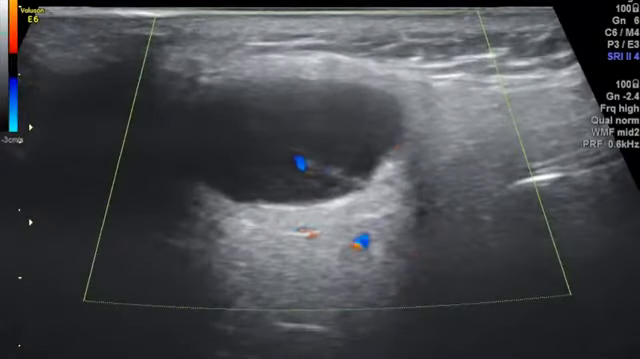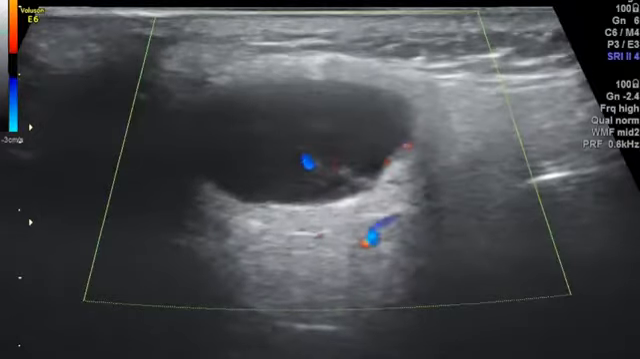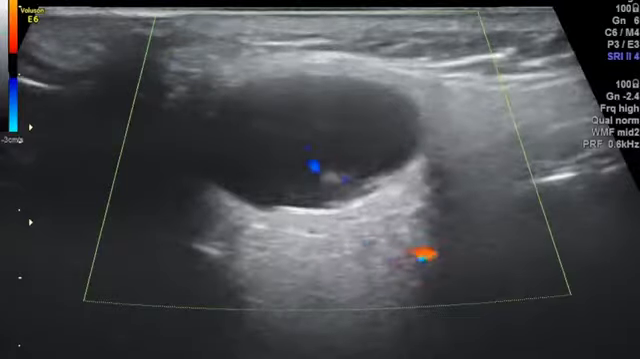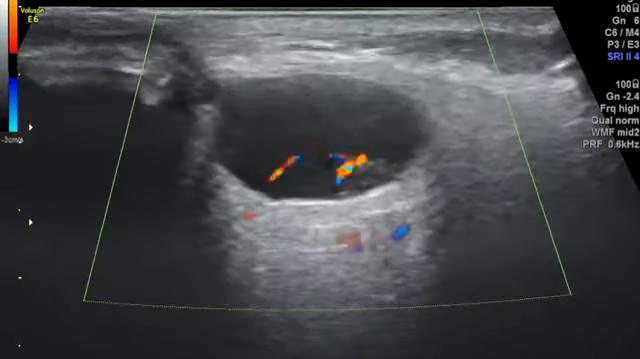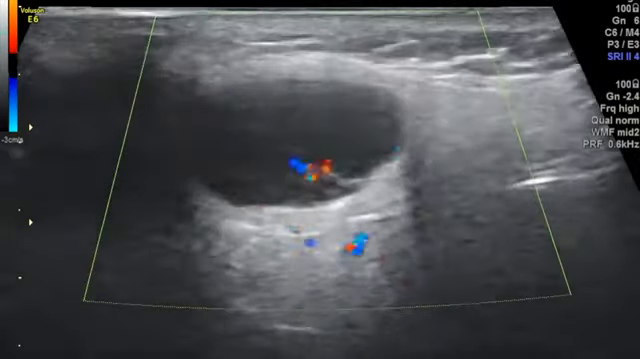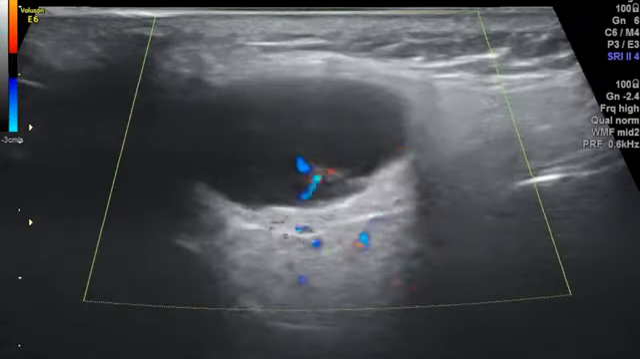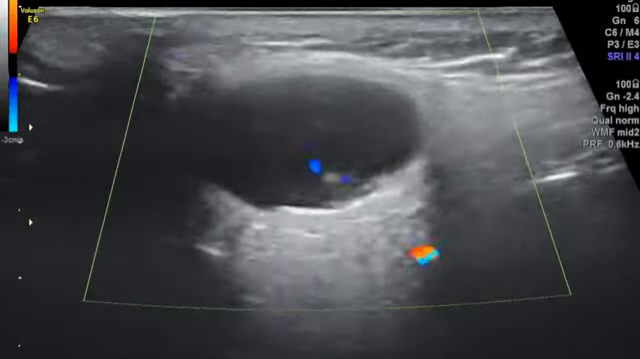But as you change the TGC settings, you can actually see that it is nothing but an intraparotid inflamed lymph node. Of course, you can see the normal hilar vascularity and the hilar architecture still maintained. Intraparotid nodes are pretty common in the parotid gland and can also get inflamed and give rise to pain.